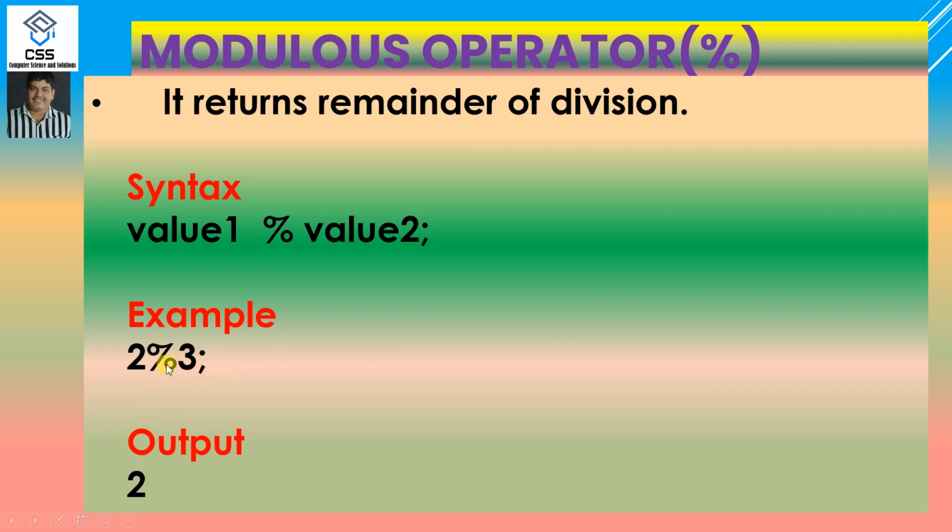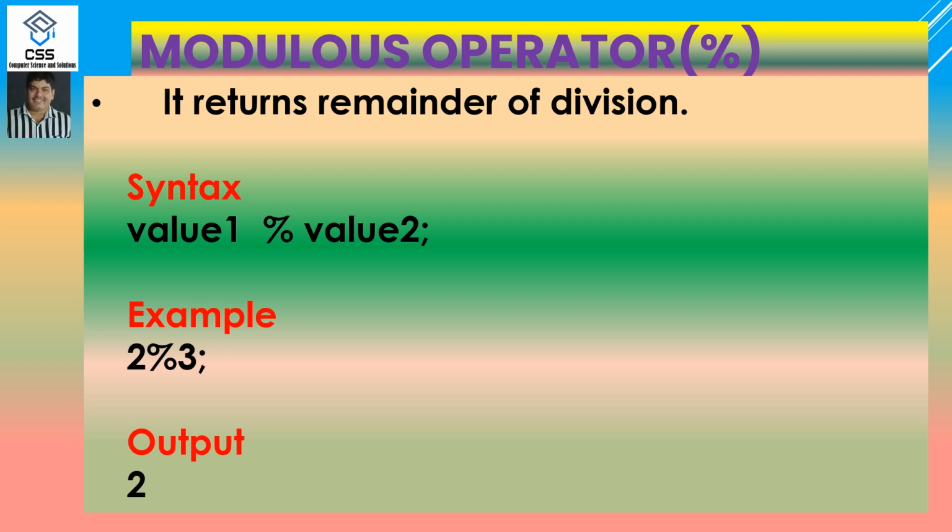If I write 3 modulus 2, that will be 1, because 3 by 2 means 2 ones are 2, so 1 will be the quotient and 1 will be the remainder. But 2 modulus 3, nothing can be divided and hence no division can take place, and the remainder will be 2. Even if I write 100 modulus 200, the result will be 100 because division will never take place.